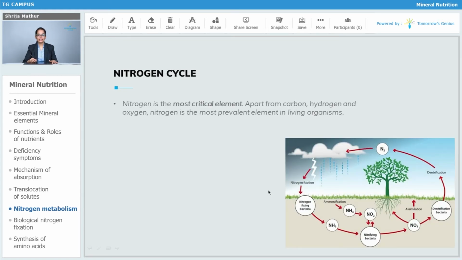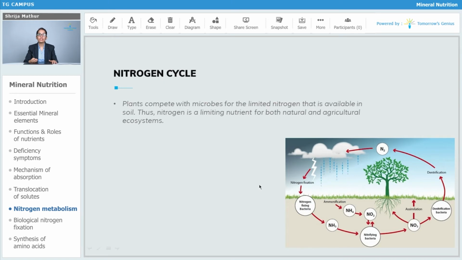So here is a cycle, that is the nitrogen cycle. Nitrogen is the most critical element. Apart from carbon, hydrogen and oxygen, nitrogen is the most prevalent element in living organisms. It is found in essential components like proteins, nucleic acids, growth regulators and also vitamins. Plants compete with the microbes for the limited nitrogen that is available in the soil.